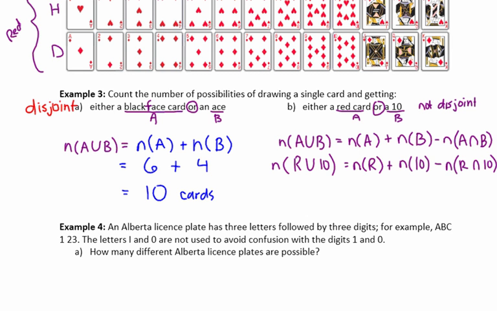Okay, so how many red cards are there in a deck? There's 13 in each suit, and how many suits are red? 2, so there's a total of 26 red. How many 10s are there? 4, minus how many red 10s are there? The overlap, how many red 10s? 2. Okay, 26 plus 4 minus 2, 28 different cards. Number of possibilities.